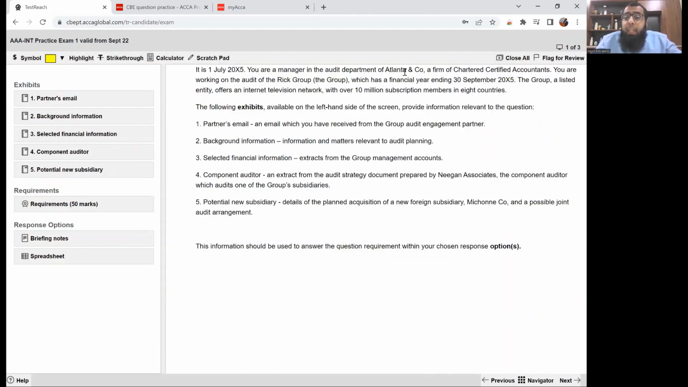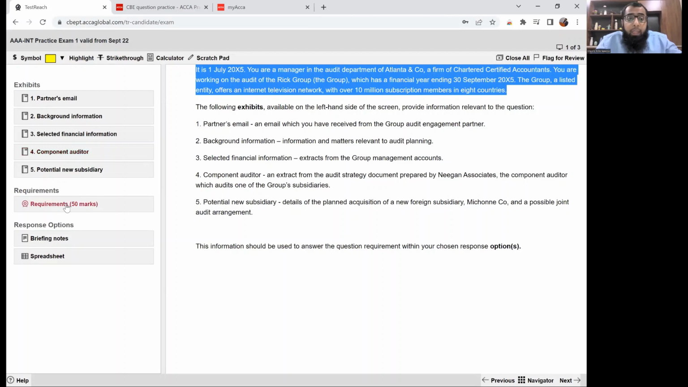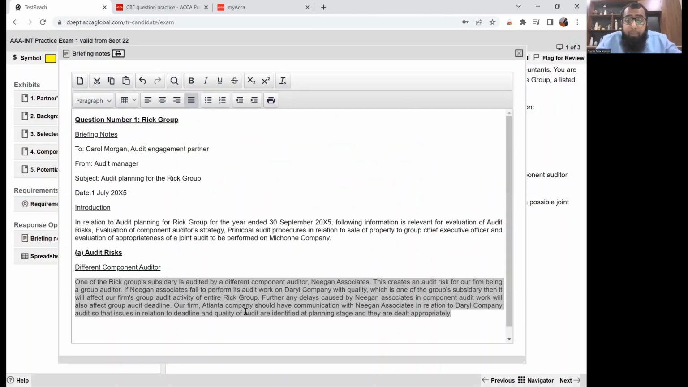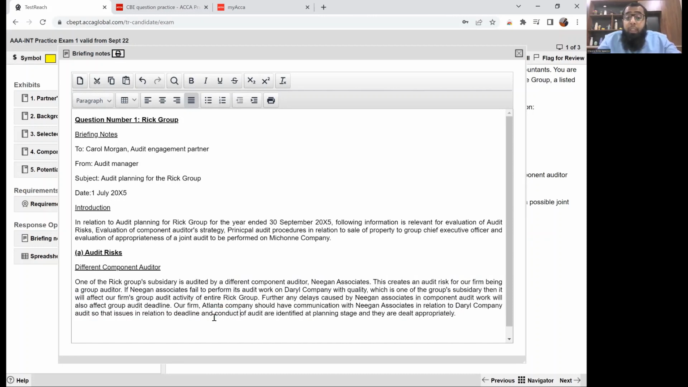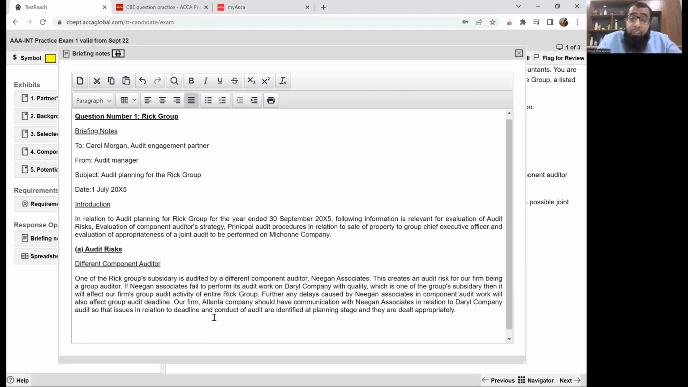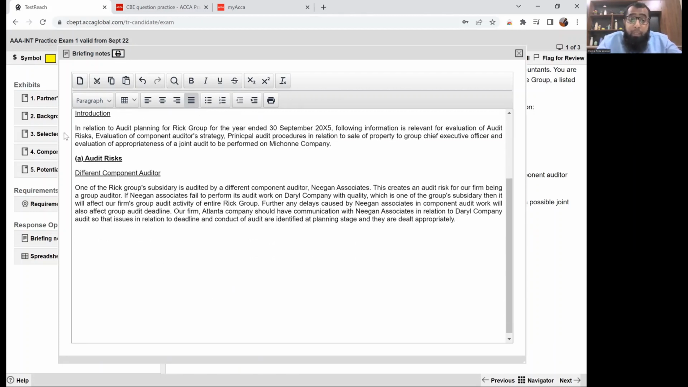Our firm is Atlanta Company. Okay. Our firm, Atlanta Company, should have communication with Negan Associates in relation to Darrell Company audit so that issues in relation to deadline and quality are identified at planning stage, or you can say issues in relation to deadline and conduct of audit are identified at planning stage and they are dealt properly. We can discuss the high risk areas, we can discuss the audit activity process and things like that. Okay, I hope that you people are getting it.